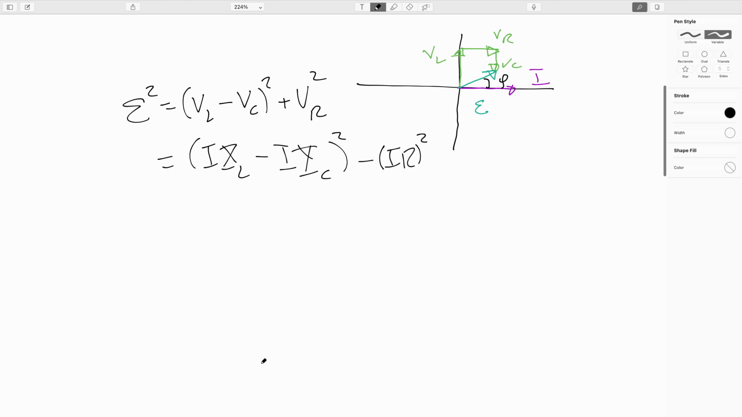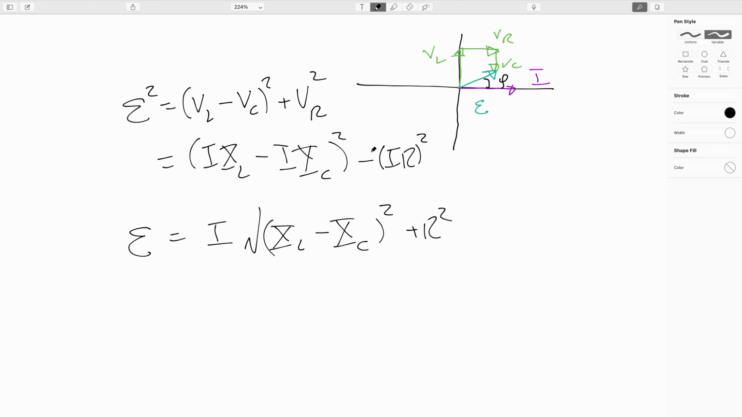All right. So we can pull I squared out of everything and take the square root of both sides and get that the EMF is equal to I times the square root of (XL minus XC) squared plus R squared. Sorry, that should be a plus right there. This quantity here inside the square root, we call that the impedance.